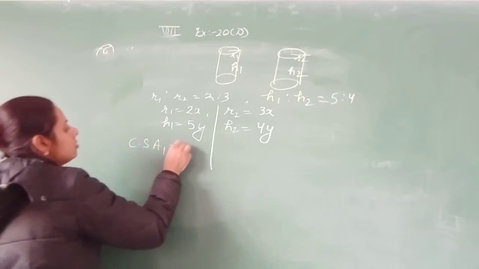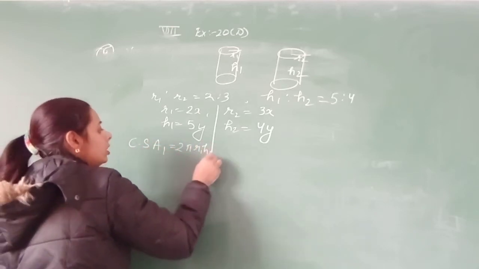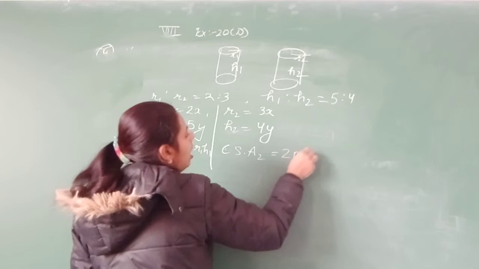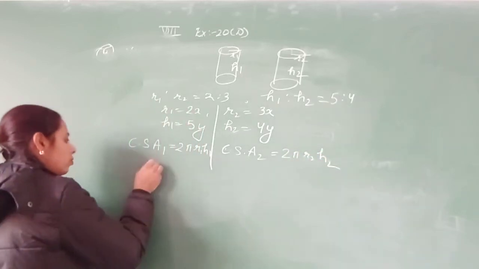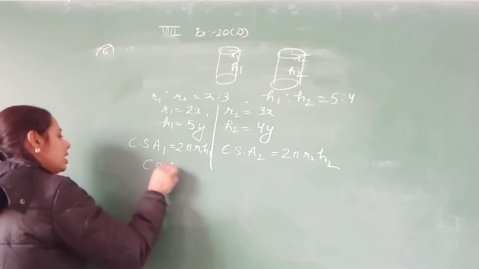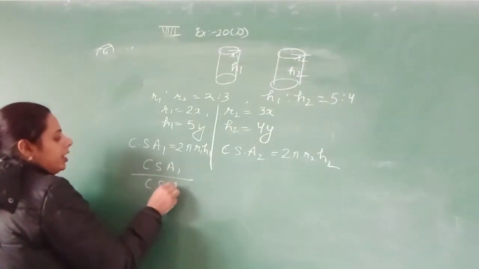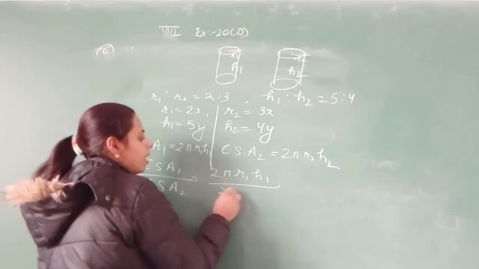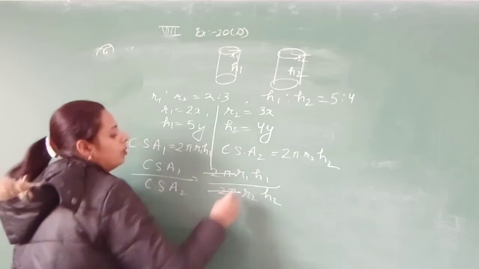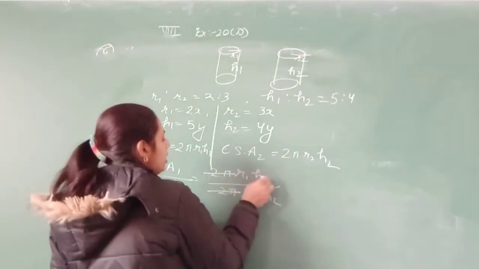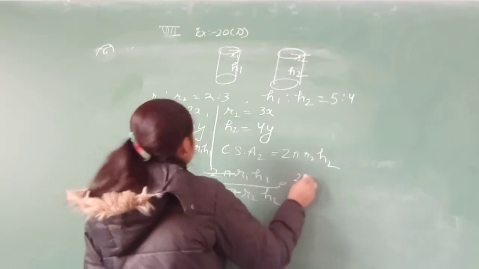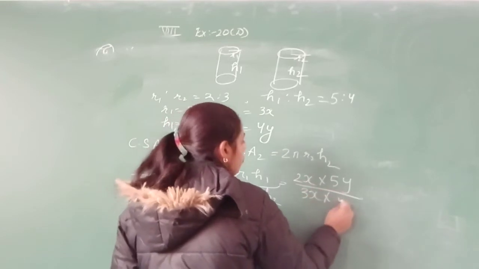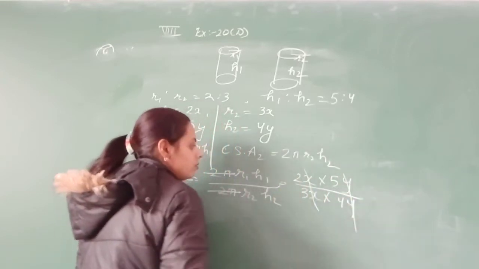The curved surface area of the first will be 2 pi r1 h1, and the curved surface area of the second one is 2 pi r2 h2. You have to find their ratio. So CSA1 by CSA2 is 2 pi r1 h1 over 2 pi r2 h2. 2 pi will be cancelled, and put the values of r1, h1, r2, h2. r1 is 2x, h1 is 5y, r2 is 3x and h2 is 4y. y will be cancelled by y, x will be cancelled, and 2 by 3 with 5 by 4 gives 5 by 6.